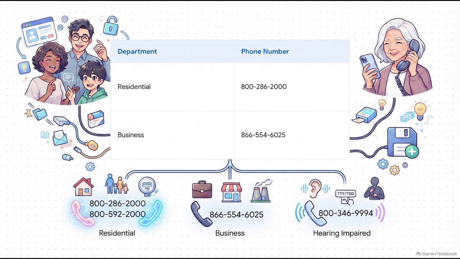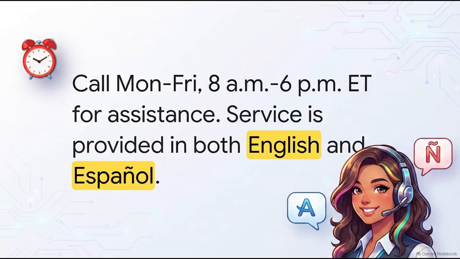Business customers have their own dedicated line at 866-554-6025, and there is also a dedicated line for the hearing impaired at 800-346-9994. Honestly, it's not a bad idea to just save the number you need right into your phone contacts right now. When you do decide to call in for support, just make sure to keep their operating hours in mind.